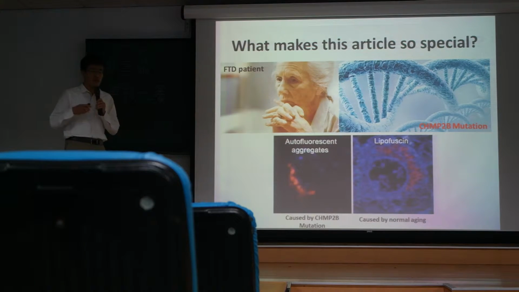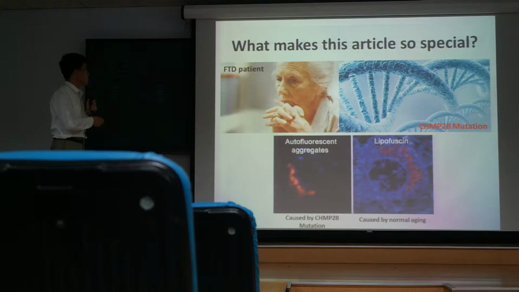And now I'm going to go into the most important part: what makes this article so special. Some clinical doctors have found that in FTD patients with the CHMP2B truncated mutant, lots of autofluorescent aggregates can be observed in their frontal lobe. The autofluorescent aggregate is different from lipofuscin. Lipofuscin is the normal age-related aggregation. Although both kinds of aggregates possess autofluorescent properties, their appearances are quite different. The autofluorescent aggregate is larger and denser. However, lipofuscin is a granular, dot-like structure, just like little dots.